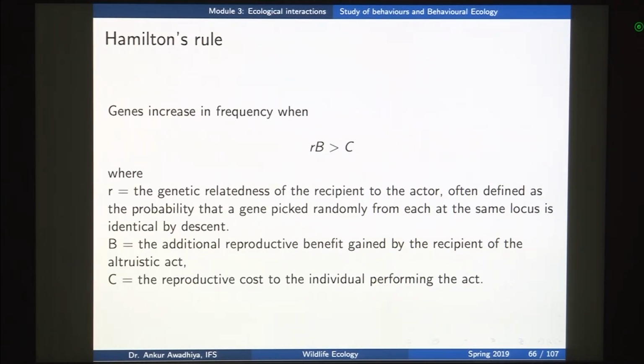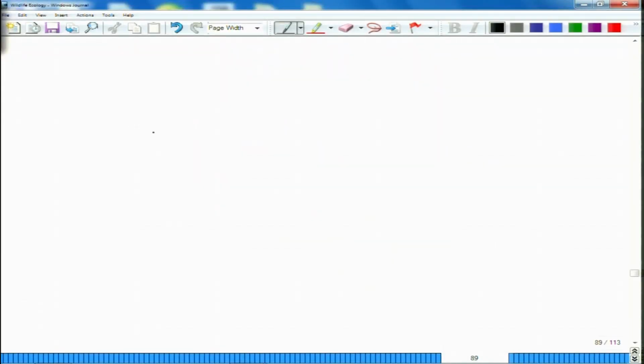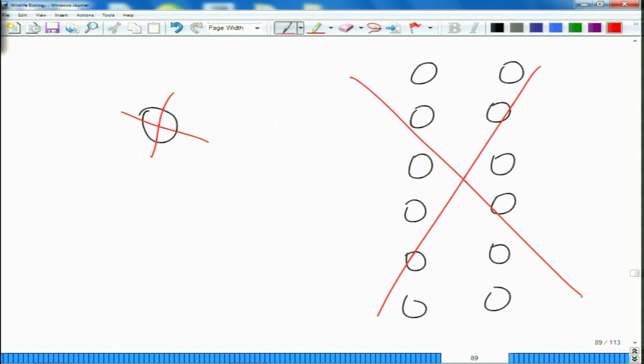And C is the reproductive cost to the individual performing the act, which is the reproductive cost of the squirrel that gave out the alarm call. So, basically what we are saying here is that if you have an individual and this individual has a number of other relatives, now if you have to make a choice whether you should kill yourself or whether you should have the whole of this group killed, how do you make that choice?